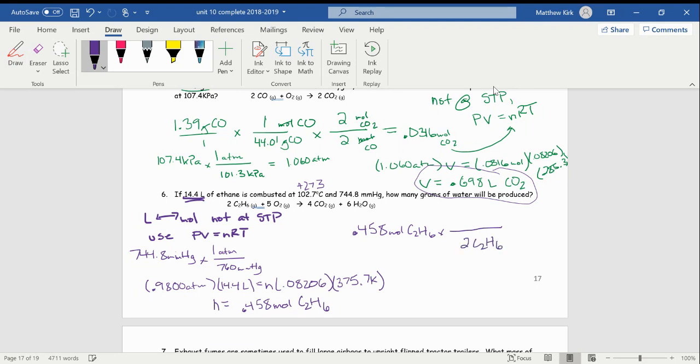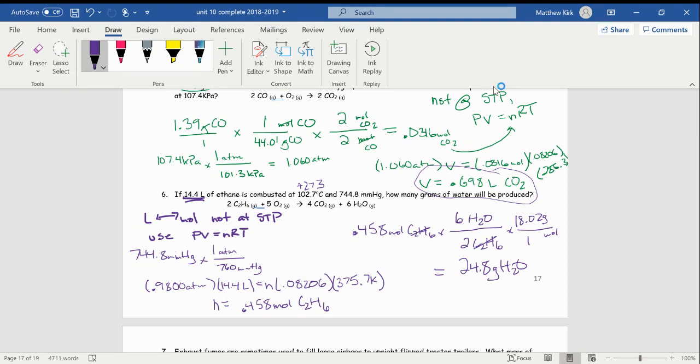I'm going to leave moles out just to save some space here. And I want grams of water, so that's 6 moles of H2O on top. And then I know to go from moles to grams, I can use my, not mole ratio, molar mass of water. So 0.458 times 6 times 18.02 divided by 2. And again, I think 3 sig figs here. My final answer would be 24.8 grams of H2O.